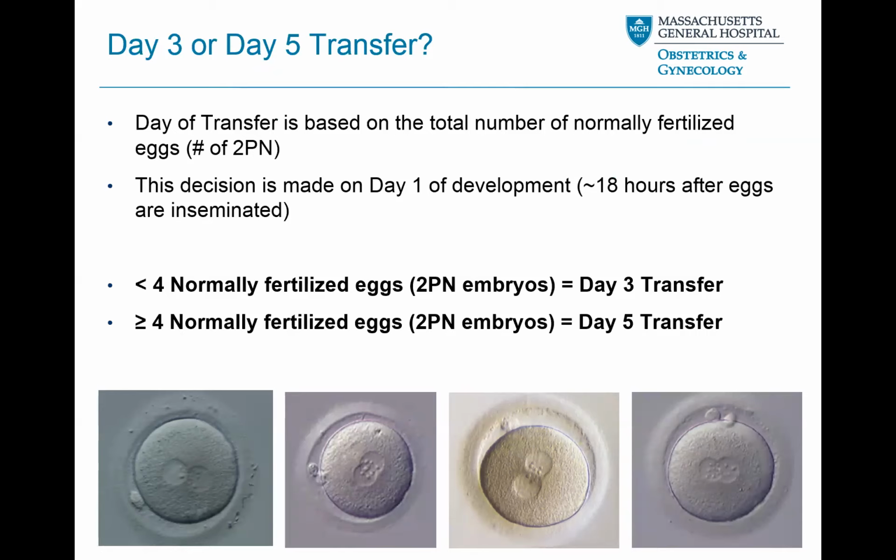Based on our experience at MGH, we determine the day of transfer solely based on the number of normally fertilized eggs, the number of zygotes, and here are the images below. The number of normally fertilized, the ones with 2 pronuclei, we count the number available per patient, and that's how we decide when they're going to have their transfers.